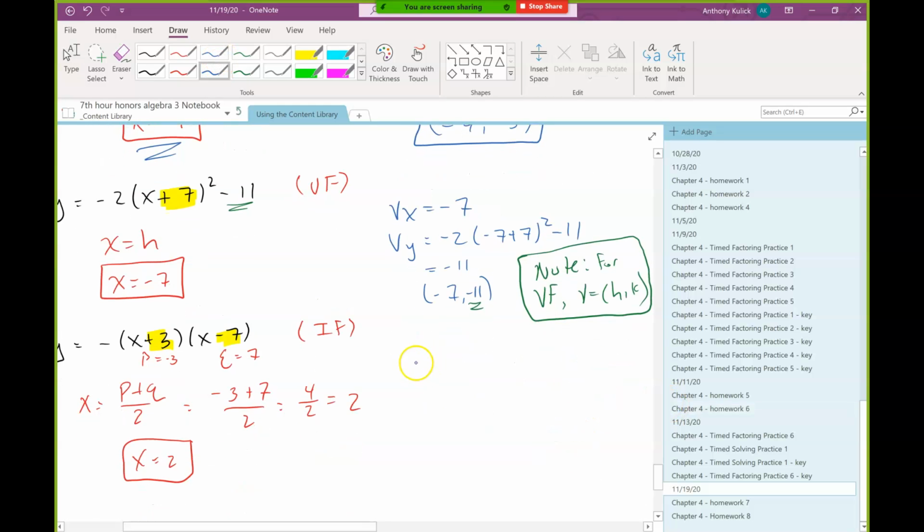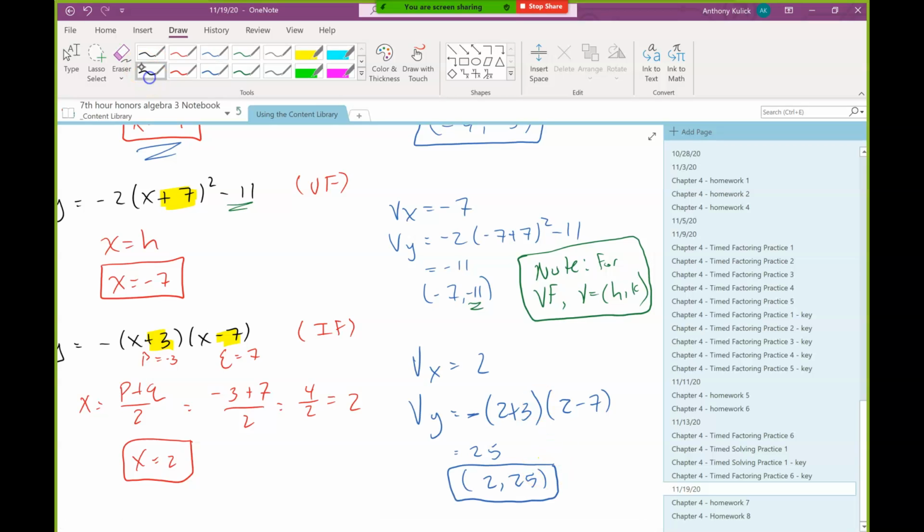And then our last example, Vx is 2. Vy is going to be negative, and then 2 plus 3, and then 2 minus 7. So 2 plus 3 is 5. 2 minus 7 is -5. The negative of 5 times -5 is positive 25. So we have 2, 25 as our vertex.